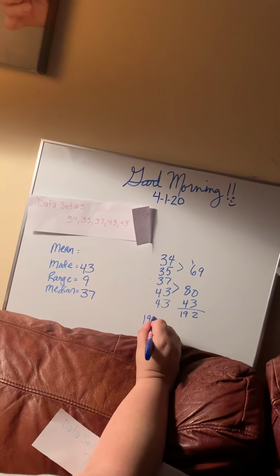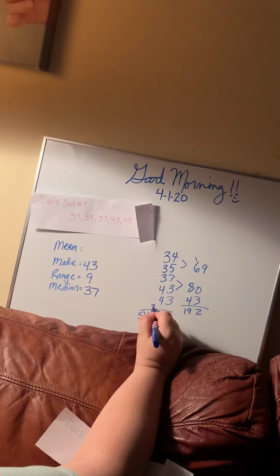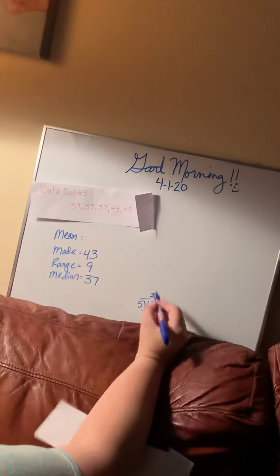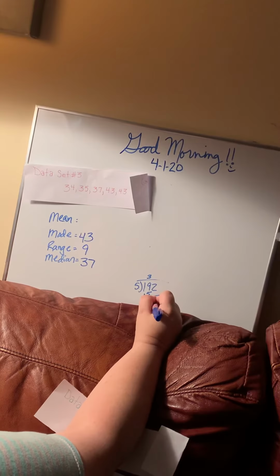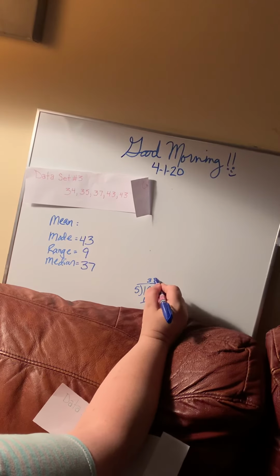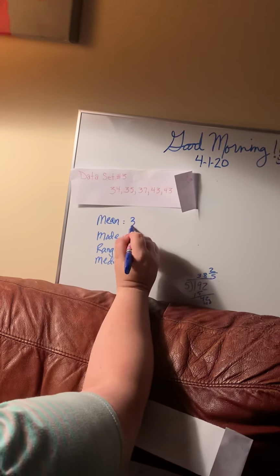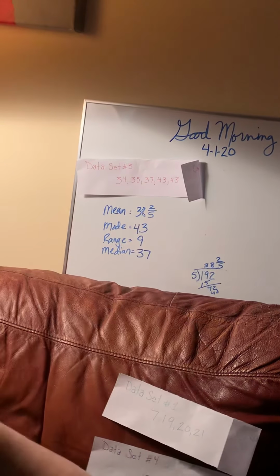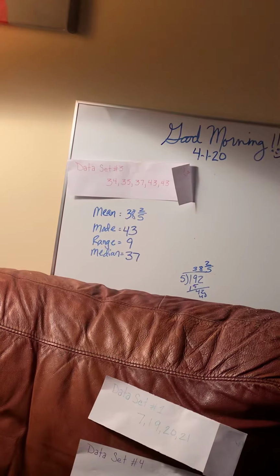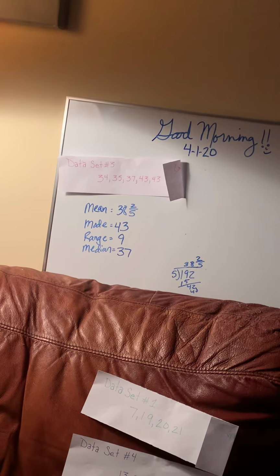So we have 192, and there were 5 numbers. How many times will 5 go into 19? It'll go 3 times. I'm going to erase some of this so it doesn't get in the middle of it. Okay, that's 15. How many times will 5 go into 42? It'll go 8 times with 2 left over, okay? So 38 and 2/5. Does that answer make sense? Well, that's pretty close to our median number, okay? And like I said, our range was pretty small, so 38 and 2/5 makes sense, okay?